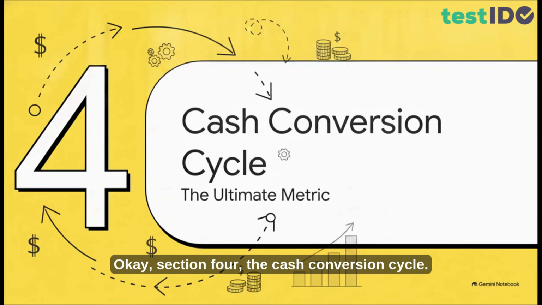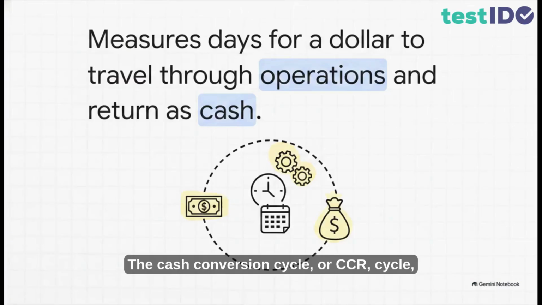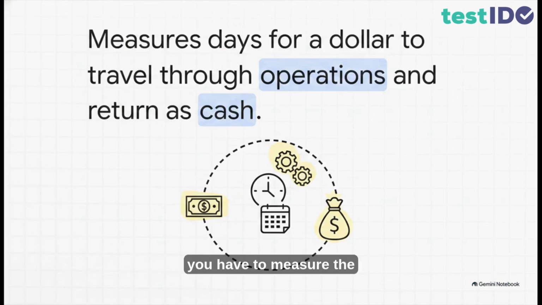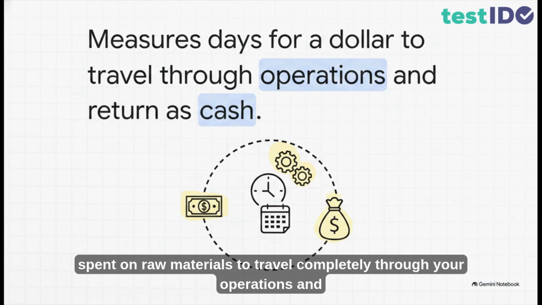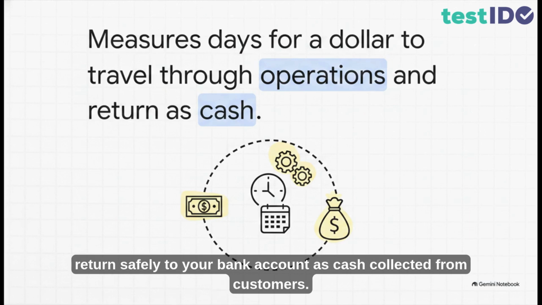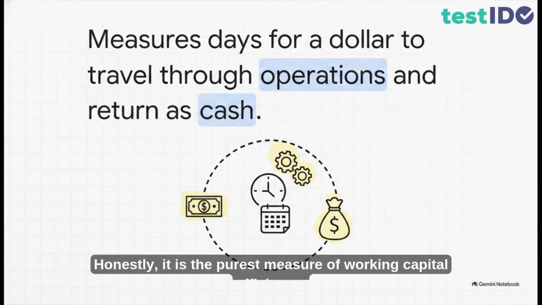Okay, Section 4, the cash conversion cycle. The cash conversion cycle, or CCC, builds on everything we've talked about. It measures the exact number of days it takes for a single dollar spent on raw materials to travel completely through your operations and return safely to your bank account as cash collected from customers. Honestly, it is the purest measure of working capital efficiency.